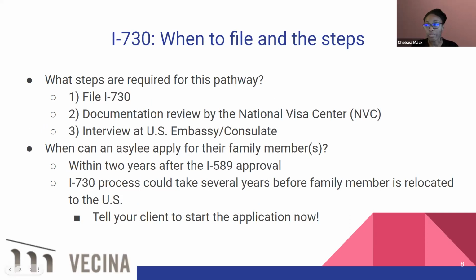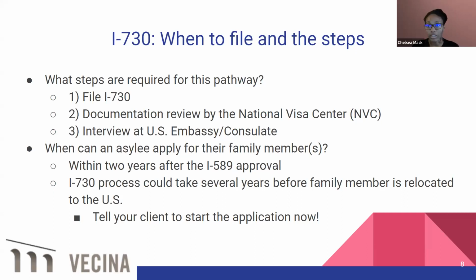So the general steps for this pathway are that they would file the I-730 with USCIS. Once that's approved, the National Visa Center, also known as the NVC, which you may have heard us mention once or twice, requires some documentation that your client would need to upload and give to them for review, to make sure that this is their spouse, this is their child, and that your client is an asylee, so they're not just allowing any and everyone to come over through this petition.